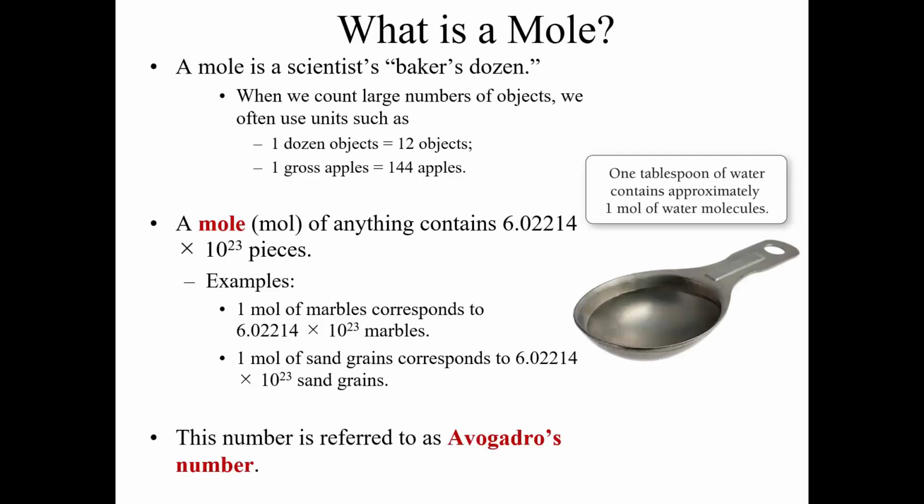Okay? The author compares it to a baker's dozen. Okay, this is a scientist's dozen. Right? And so we have these numbers. And you may not have heard of a gross, but a gross is 144.